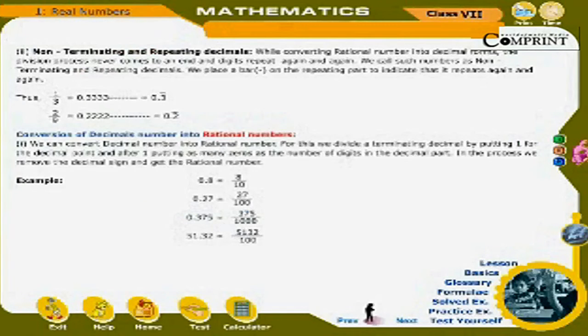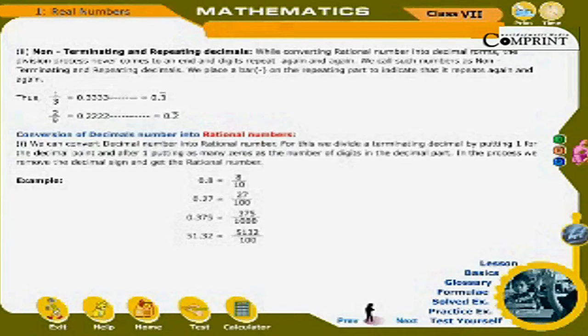2. Non-terminating and repeating decimals. While converting a rational number into decimal form, the division process never comes to an end and digits repeat again and again. We call such numbers non-terminating and repeating decimals. We place a bar on the repeating part to indicate that it repeats again and again. Thus, 1 upon 3 is equal to 0.3333 and so on, is equal to 0.3 with a bar. 2 upon 9 is equal to 0.2222 and so on, is equal to 0.2 with a bar.